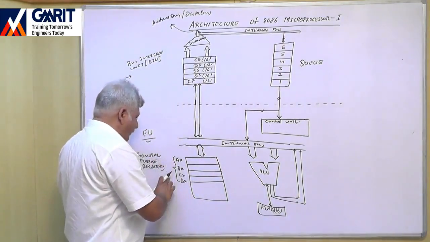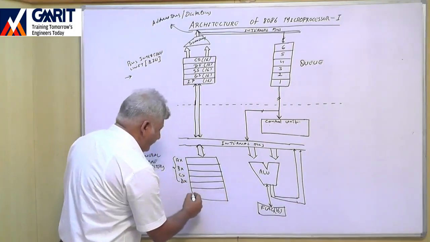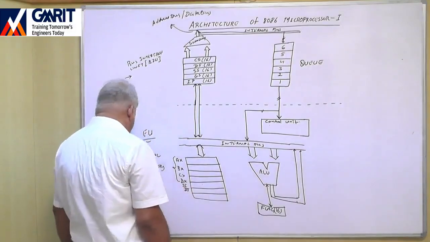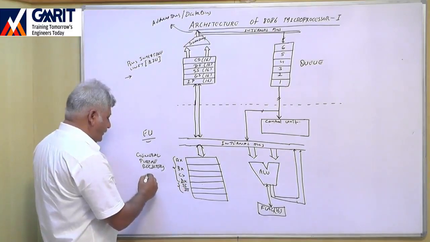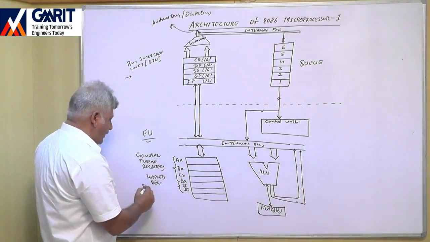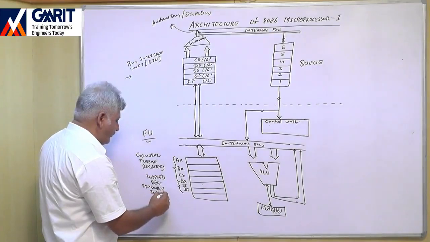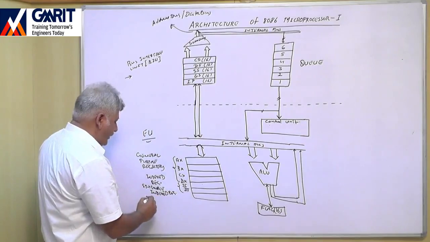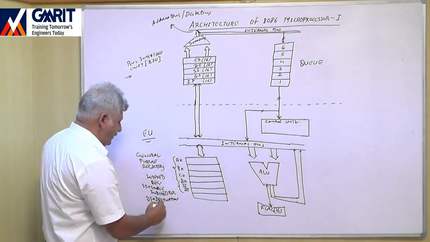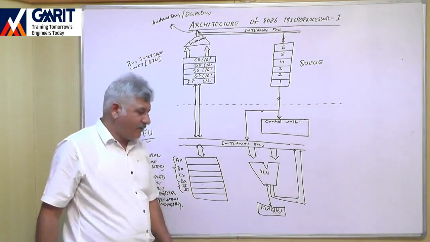So just understand, there are 4 general purpose registers, and there are 2 index registers, SI and DI. So they are index registers. SI means source index register, and DI means destination index register. What is the purpose of these registers? That we will discuss afterward.